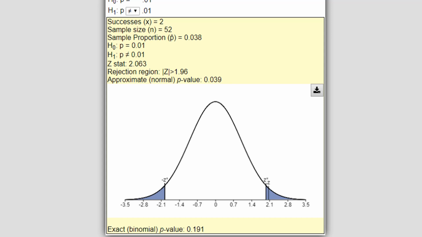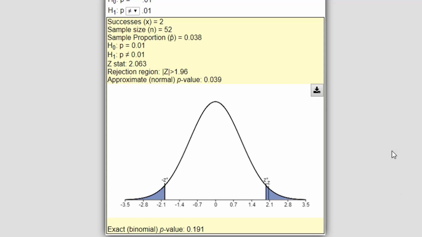rejection region, shaded in blue. So the Z star is the critical Z value, and the Z that's marked right there, my Z value lives nicely in the rejection region. So the conclusion would be to reject the null hypothesis. There is statistically significant evidence that it's different than 1%.